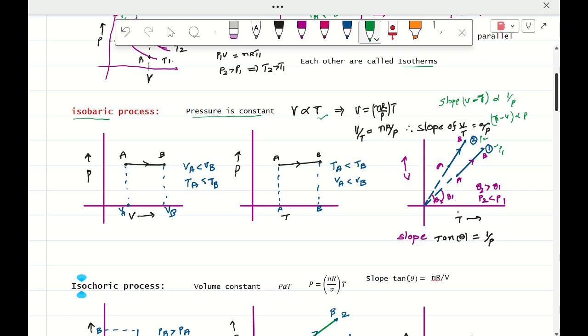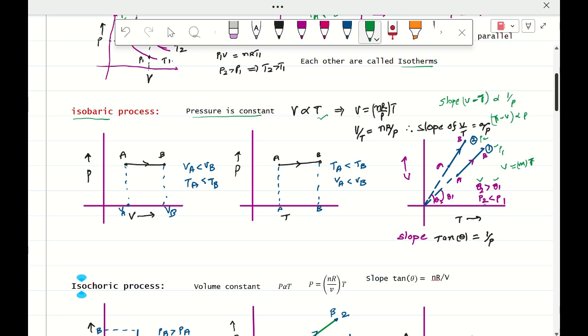Because V is proportional to T, that means you will get V equal to m into T, right? V proportional to T means V equal to m into x, I can write. It is a straight line equation, m into T, a straight line equation with the slope nR by P. So your slope is tan theta 1, theta 1, theta 2 if you take. From the graph, theta 2 is more than theta 1.